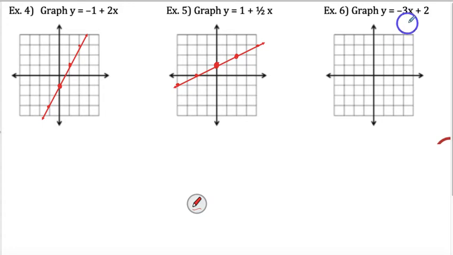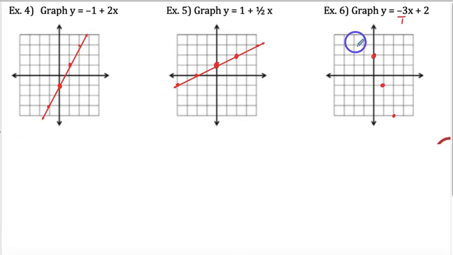When the value in front of x is not a fraction, remember we can turn it into a fraction by putting it over 1. So our positive starting point of 2, and our slope is -3 over 1. So we are going to fall 3 and go to the right 1 to start creating a negative slope.